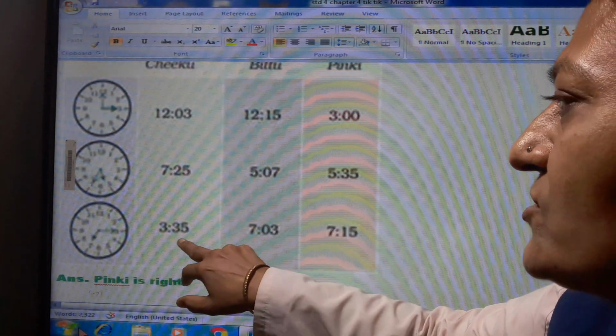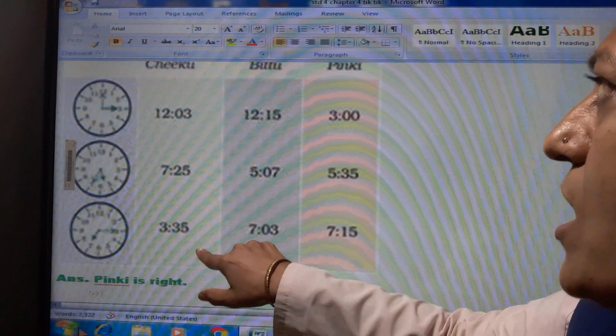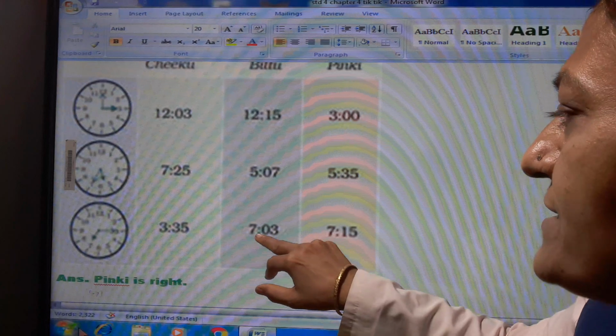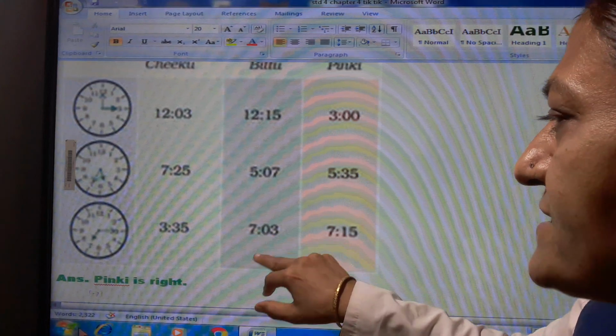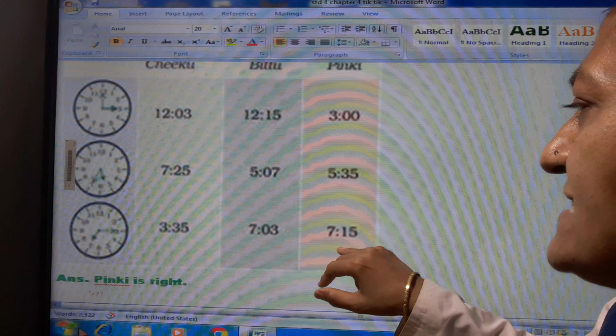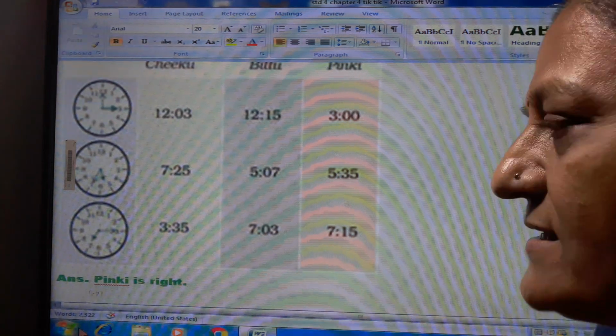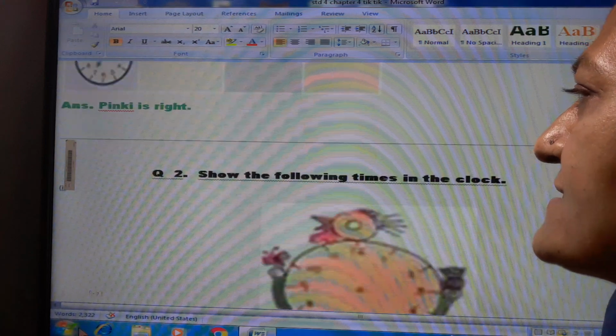But Chiku said 3:35. It is wrong. Bittu said 7 and 3 o'clock, 7 hours and 33 minutes. It is wrong. And Pinky said 7:15. So Pinky is right. This is our right answer.